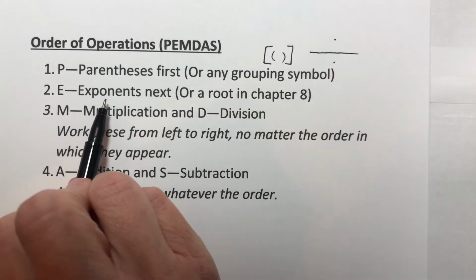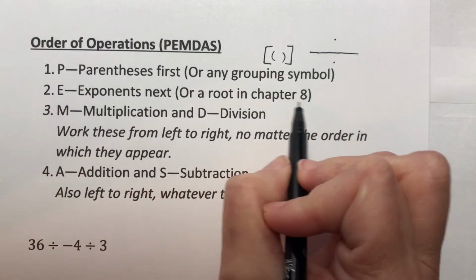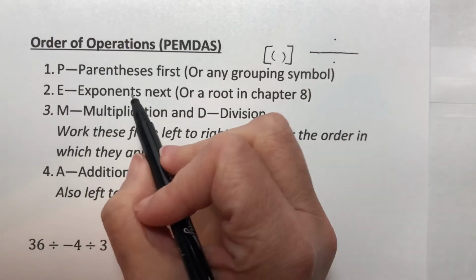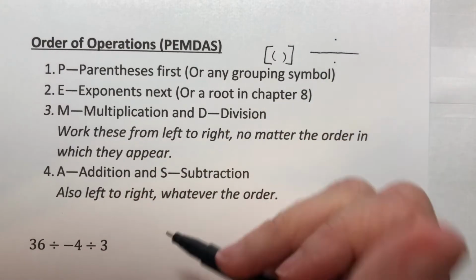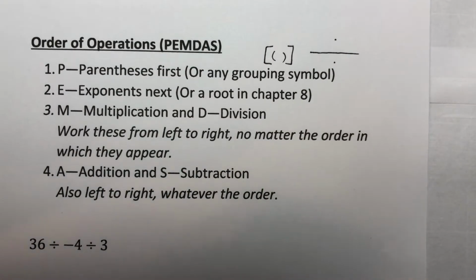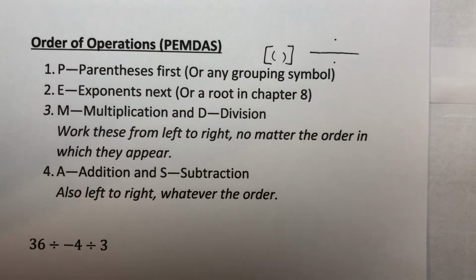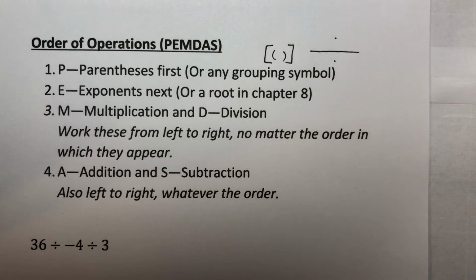Then we have to take care of exponents. Or when we get to chapter 8, this is just for future reference. We don't have to worry about that right now. Exponents are the next thing we have to deal with. And then here's where things get a little bit dicey for people. The next thing we have to deal with is multiplication and division. And we have to work those from left to right, no matter what order they go in. So you don't go do all the multiplications and then go back and do all the divisions. If the division is written before multiplication, you divide first. The same type of thing happens with the addition and subtraction. So let's look at some problems.